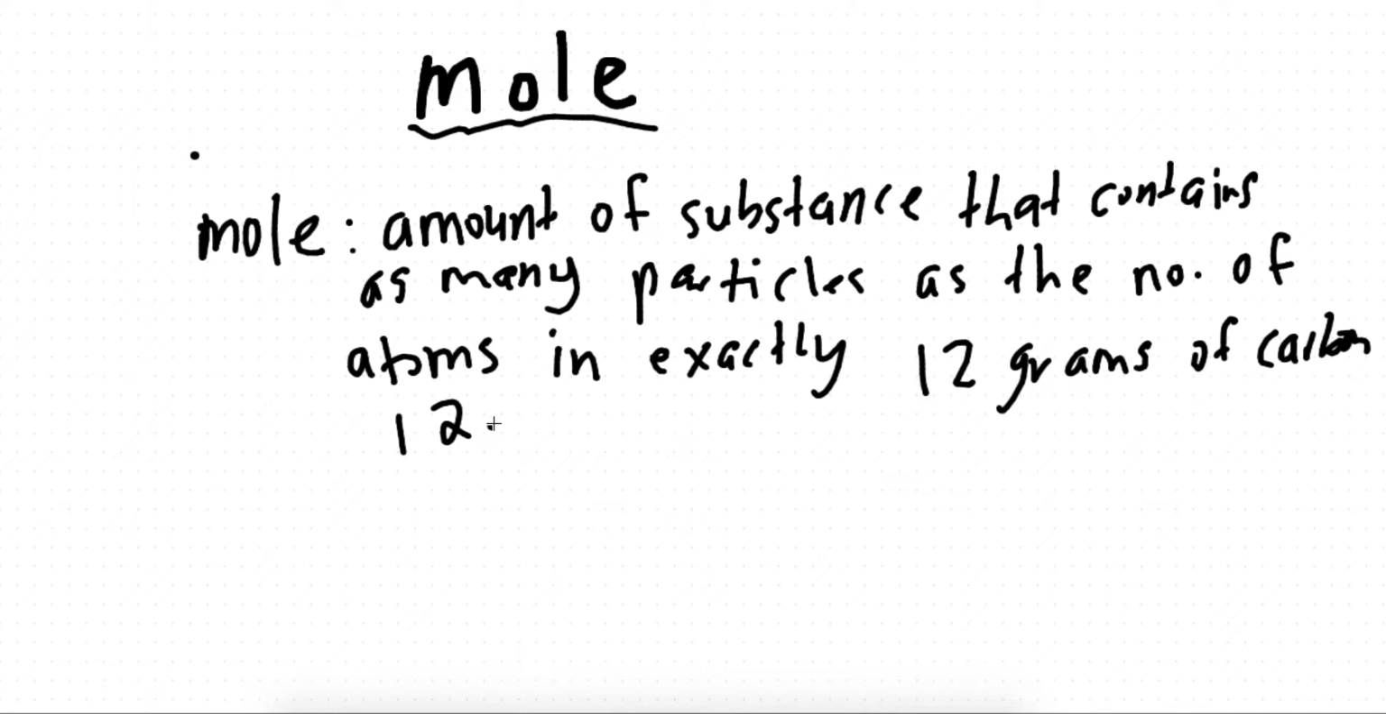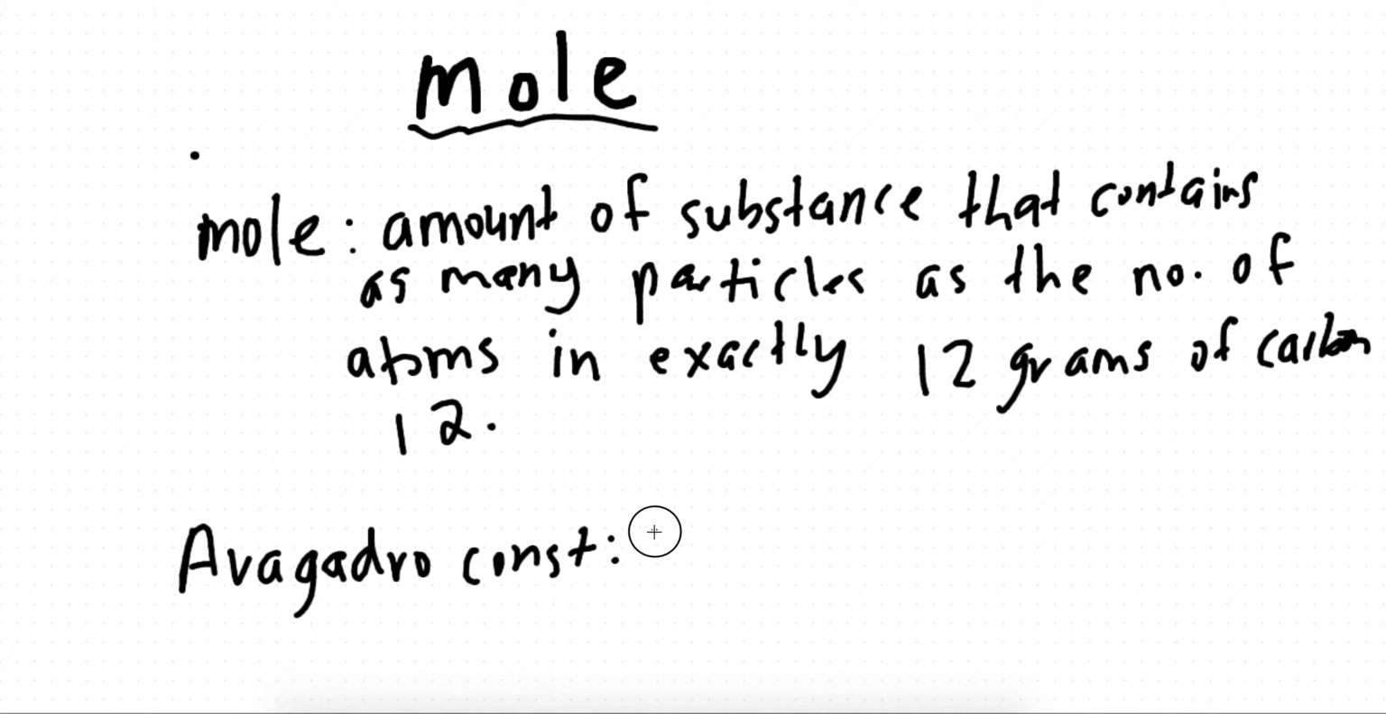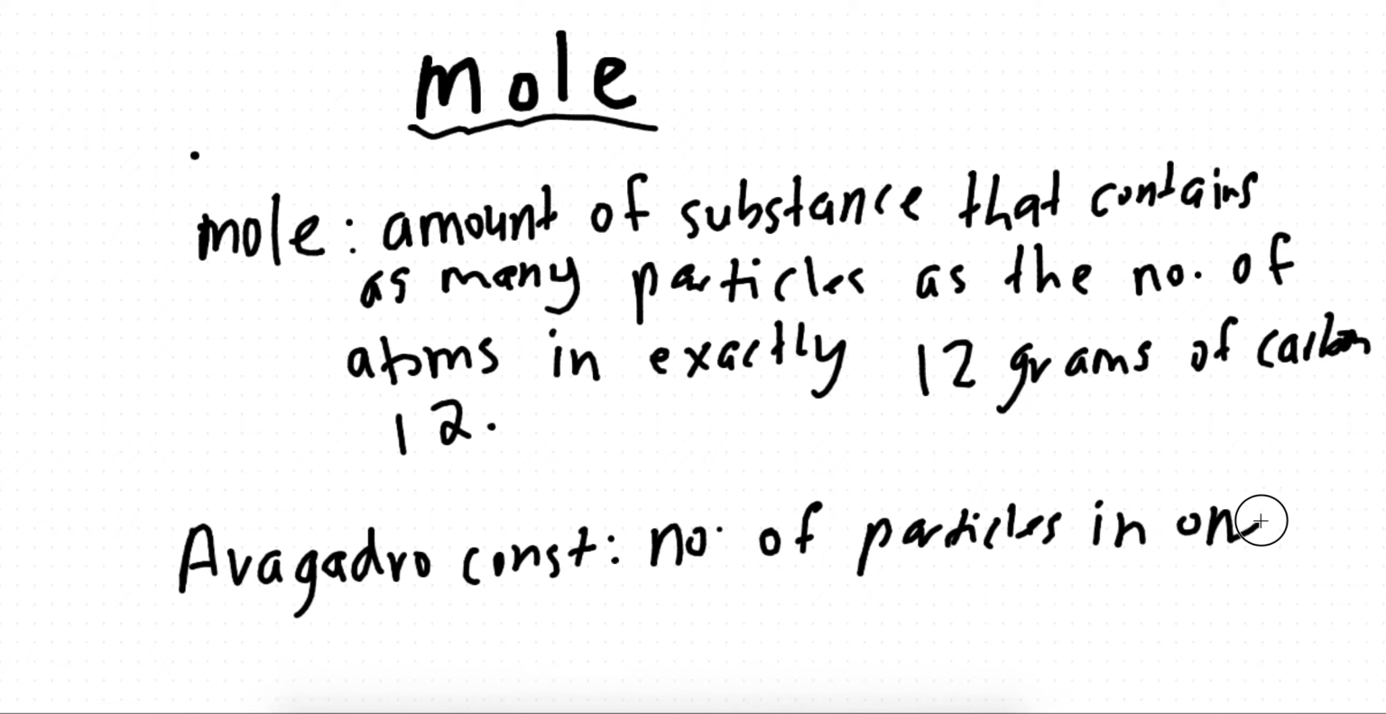Okay. One more thing you need to know about is the Avogadro number or the Avogadro constant. The Avogadro constant is simply the number of particles in 1 mole of a substance.